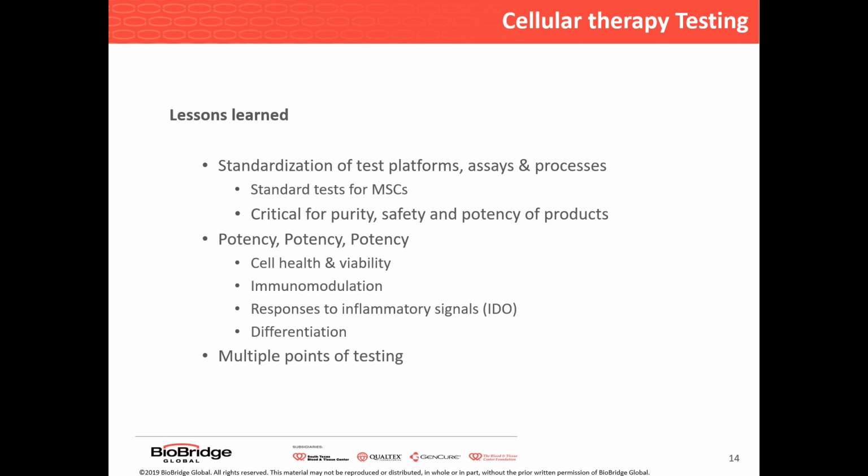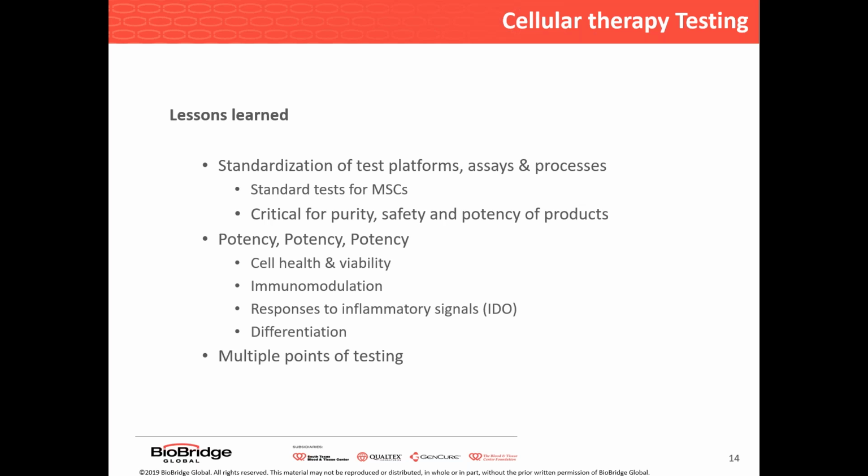So there needs to be standard tests for MSCs. What really defines an MSC? Obviously, the ISCT guidelines are good, but they aren't really enough. And like I said, Francisco will talk more about that. And this is critical to make sure that these products that are going into patients are pure, safe, and potent. The other thing is really this concept of potency assays. As I say, potency, potency, potency. And the reason I'm saying it multiple times is I don't think there's going to be one universal potency assay out there. You're going to have to do multiple assays.